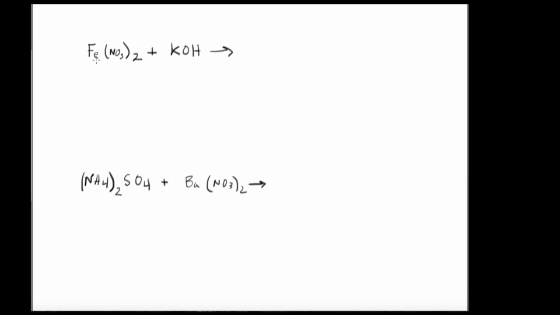So at the top we have iron 2 nitrate being combined with potassium hydroxide. So again, we just go through and recombine the cation with the opposite anion, making sure that everything is balanced. And I'm just balancing on the fly, all right? So the iron hydroxide, this is going to be the solid.